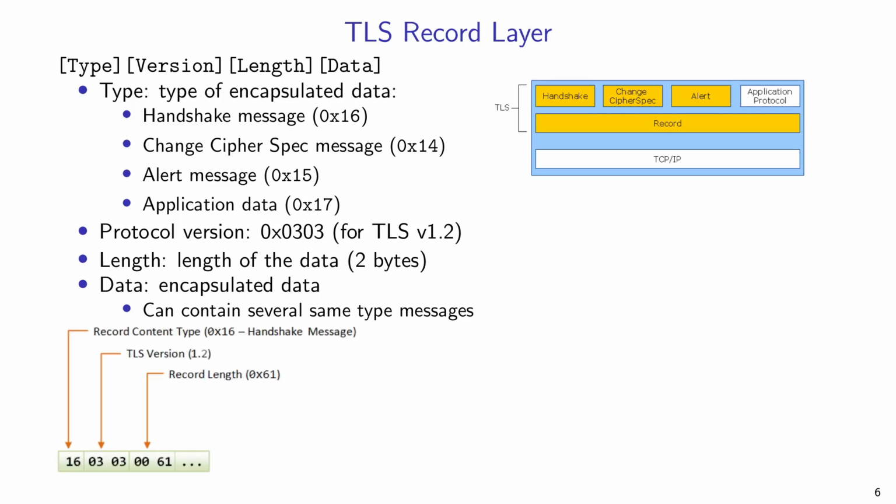This is how the TLS record header would look on the wire. There are 5 bytes, and we can look up what each byte denotes. The 16 hex means that the record contains a handshake message. The protocol uses TLS version 1.2. The payload of the TLS message is 61 hex bytes in length, and after the header comes the payload.